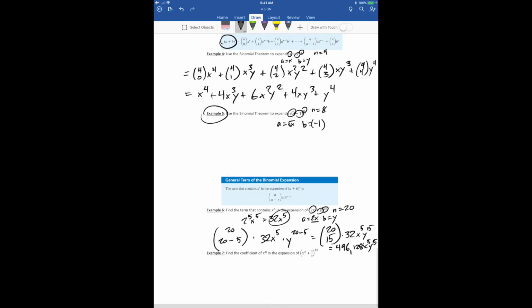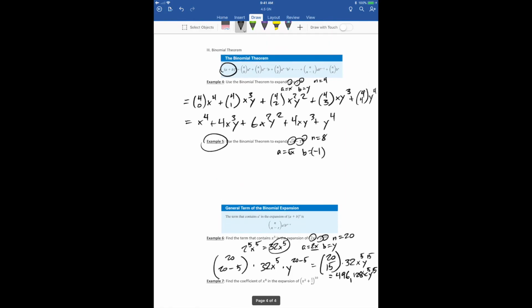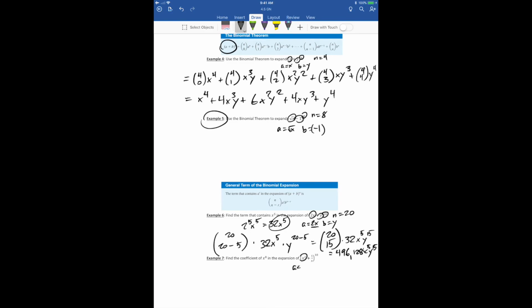Example 7. This is an interesting example. This is a challenging example, as most of these final examples for these sections have been. So stay with me, and don't worry if this is confusing for you at first. Find the coefficient of x to the 8th in the expansion of x squared plus 1 over x to the 10th power. x squared is a, 1 over x is b, okay? And then n is 10.